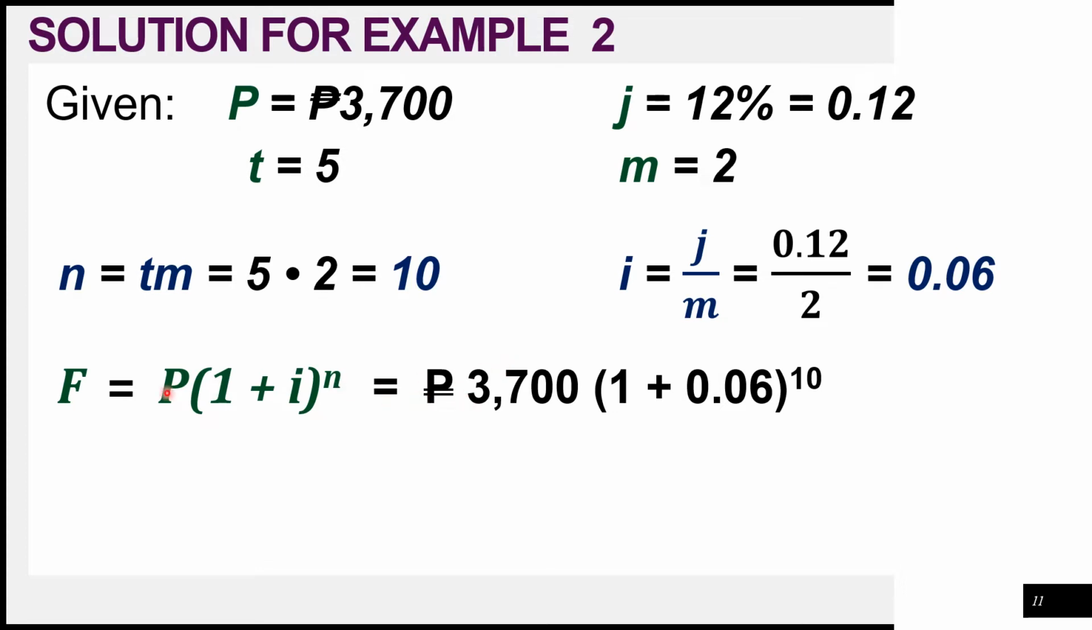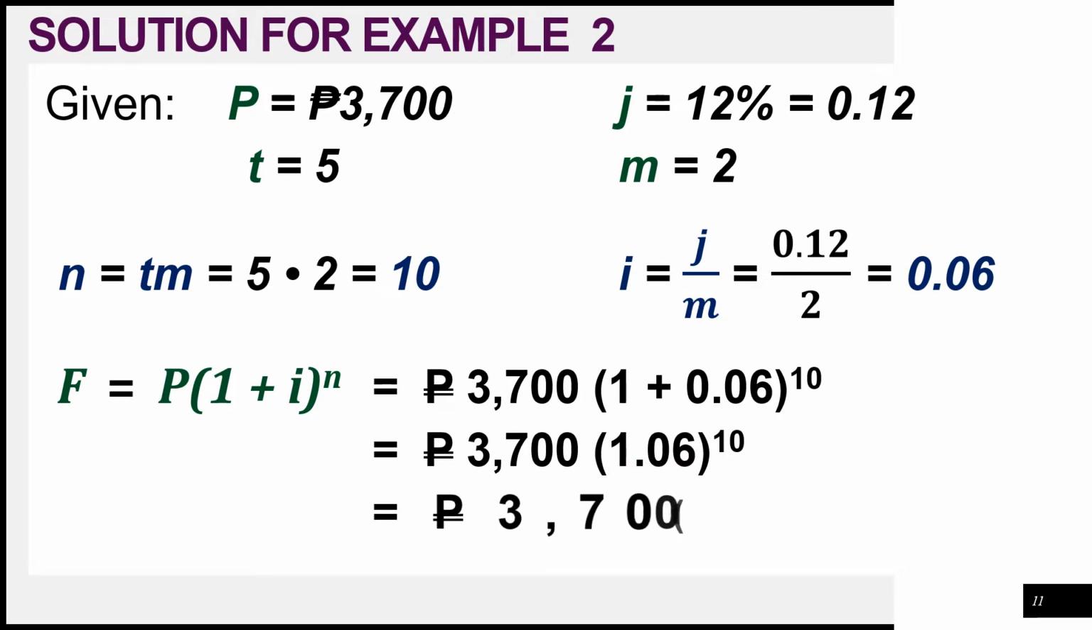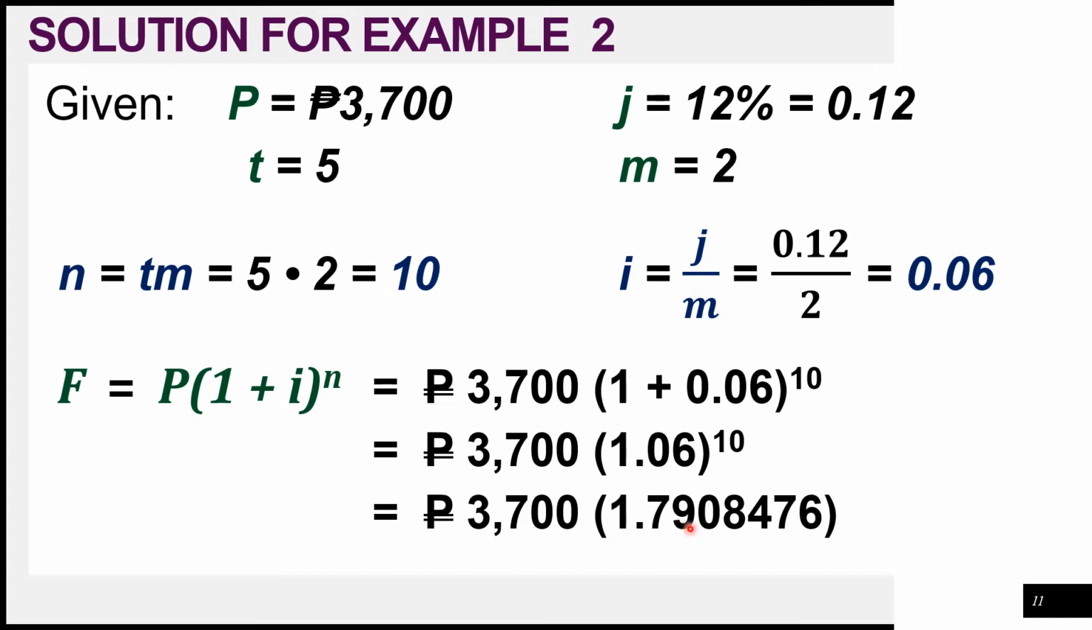Then, following the same formula, we substitute the values. Then we have P is 3,700 pesos times the quantity of 1 plus our I is 0.06 raised to the power of N, which is 10. Then we are going to add 1 and 0.06. Then we get 1.06 raised to the power of 10. Now, getting the value of 1.06 raised to the power of 10, we get 1.790847. Again, I rounded off the value for this one to 7 decimal places.